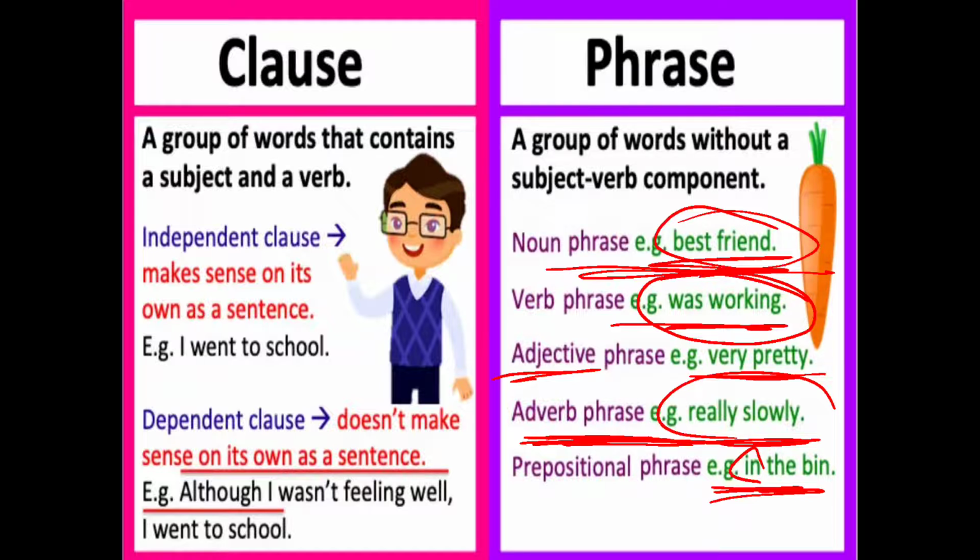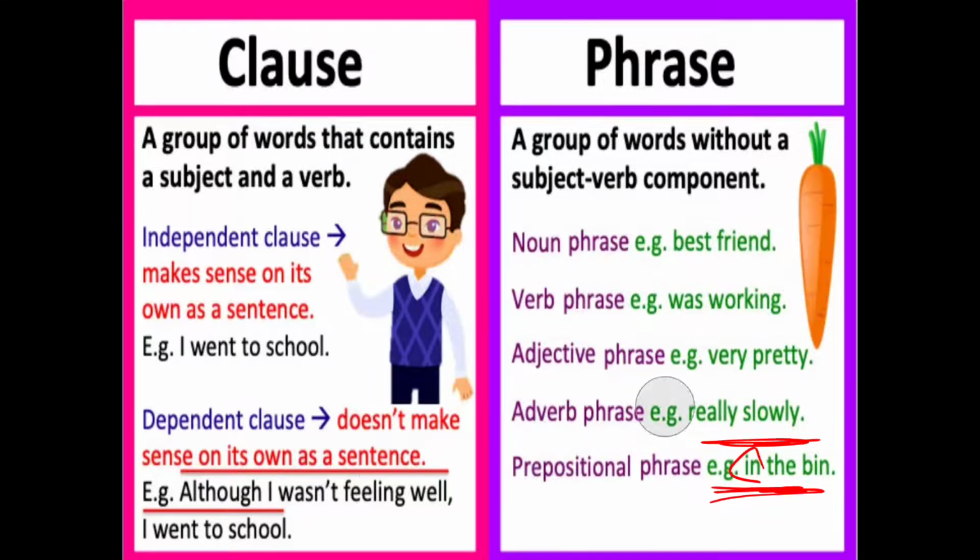So dear students, this much is enough for today. In the next video we will learn about clauses and phrases, but before that I want you to have a quick revision of what we have read in this video. A clause is a group of words that contains a subject and a verb, and a phrase is a group of words that does not have a subject and verb component. A clause is divided into two parts, independent and dependent clause, and a phrase is divided into basically five parts, but we have to study noun, adjective and adverb phrase.